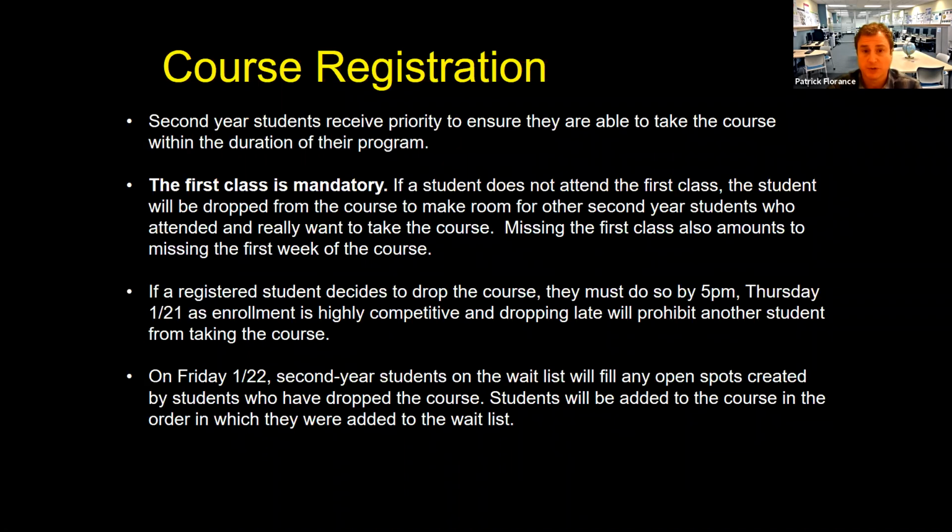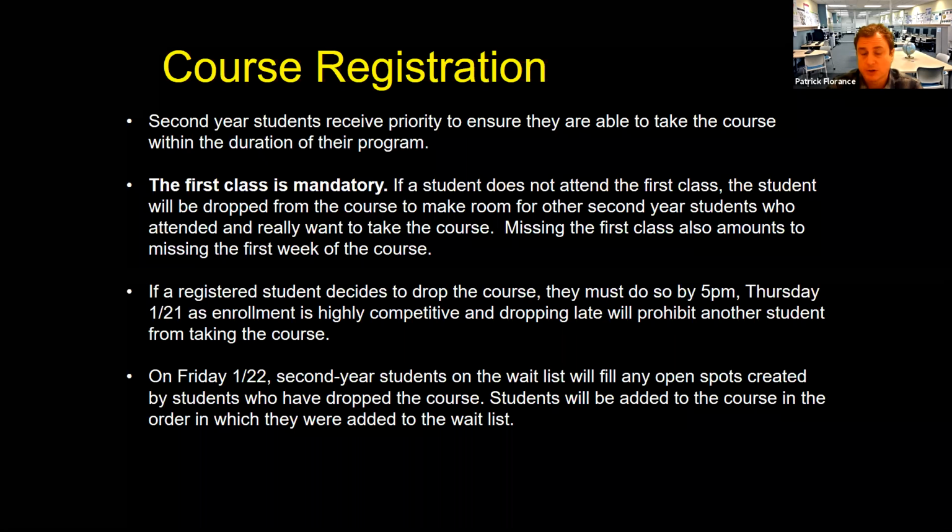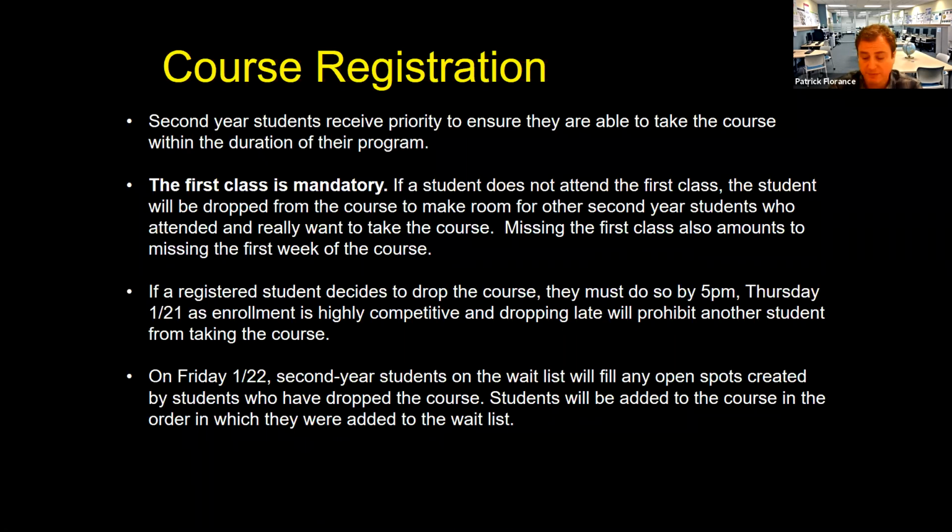Everyone always asks about the course registration. It's often competitive to get into this course, so here's how it works. Second year students receive priority to ensure they can take the course during their time at Fletcher. The first class is mandatory, so if a student doesn't attend the first class, they'll be dropped from the course. This makes room for those students who really want to take the course. If a registered student decides they want to drop the course for whatever reason, they need to do so by 5 p.m. the next day, which would be a Thursday, so the other students can take the course. There are a lot of students who want to take this course. And then on that Friday, anyone who's on a wait list, if spots open up, they get into the course.